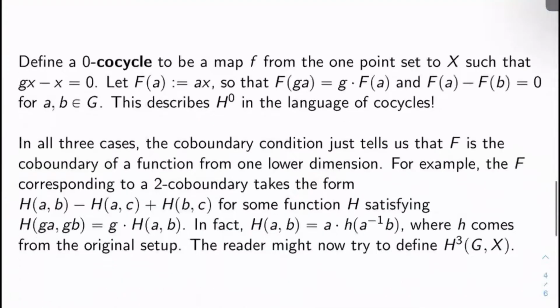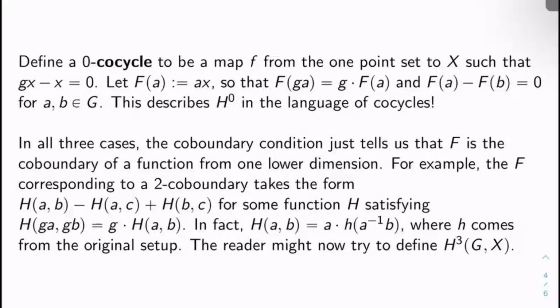How about for 0 cocycles? Well, you can think of H0 of G, X as 0 cocycles mod 0 coboundaries if you define 0 cocycles in the following way. So what should it be? So what should a 0 cocycle be?